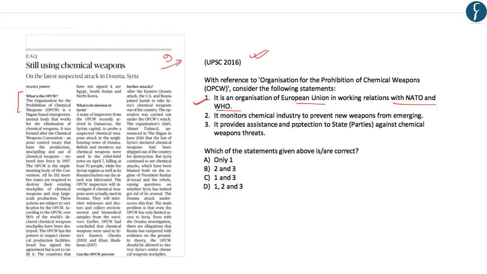Second, it monitors the chemical industry to prevent new weapons from emerging. Third, it provides assistance and protection to state parties against chemical weapon threats. Now, let us understand certain basic facts about this OPCW, then we'll be able to solve this particular question asked in the year 2016.